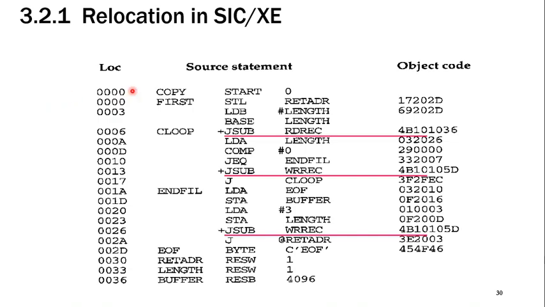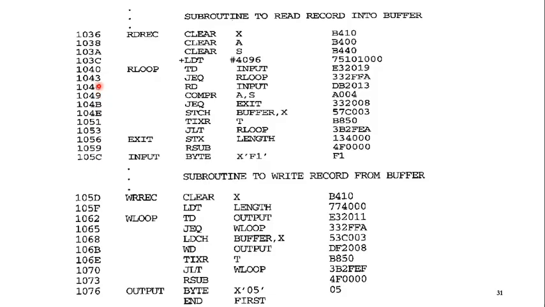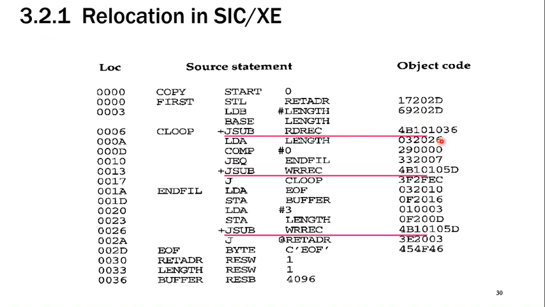When the starting address becomes zeros, then the address of this read record will become 2036. When the address becomes 2036, the object code will not remain the same. Here, instead of 4B101036, it will become 4B102036, wherein the address of the read record is modified.